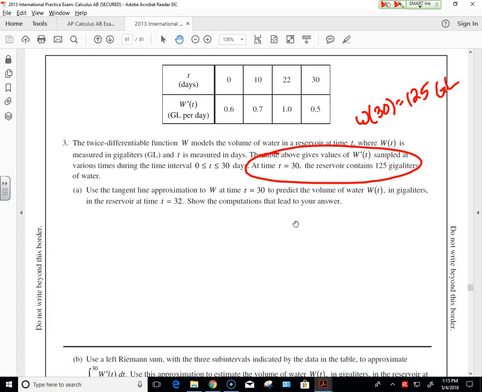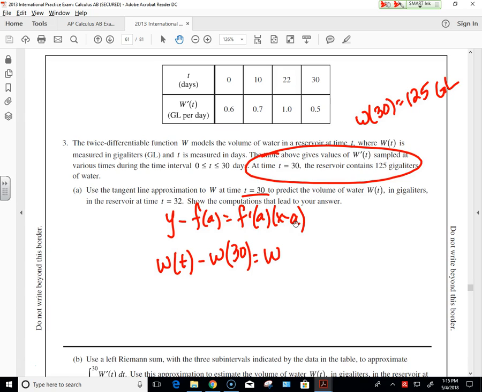Cool. Tell me a tangent line equation. Okay, now it's your job to take this general form and apply it. So in this application, we could say y of t minus y of 30 is equal, W, is equal to W prime of 30 times t minus 30. Does that make sense? Cool. So at this point, you could have just put W. You didn't have to put W of t. I like W of t because it's nicer, but W would have been fine.